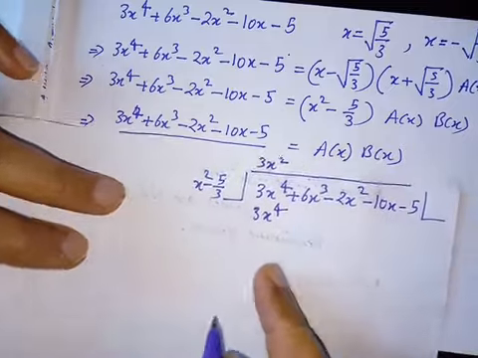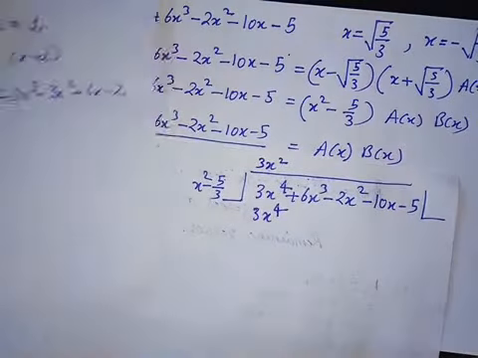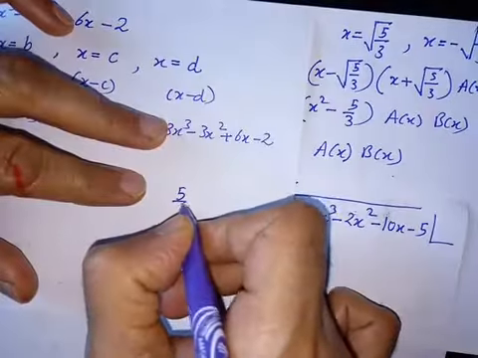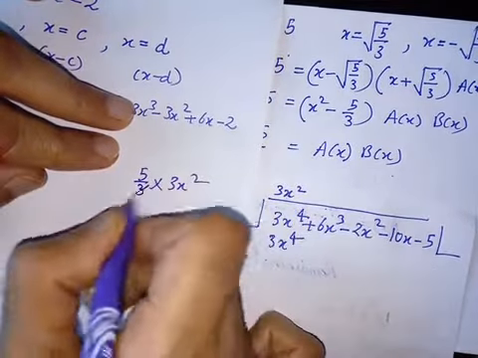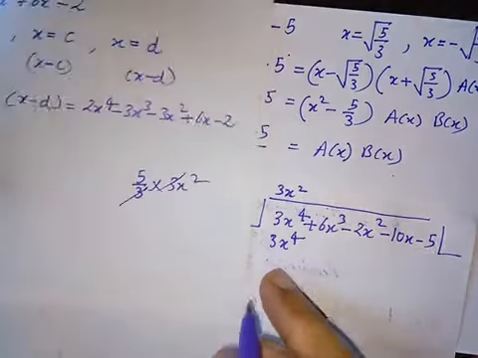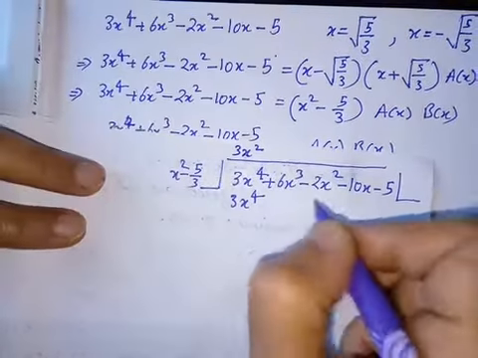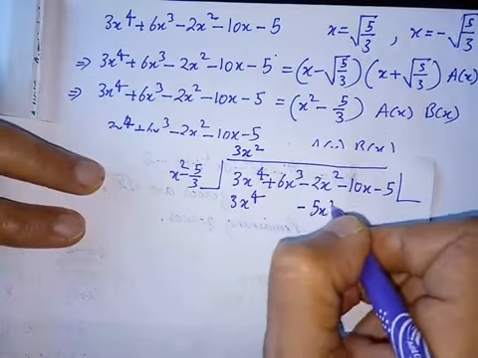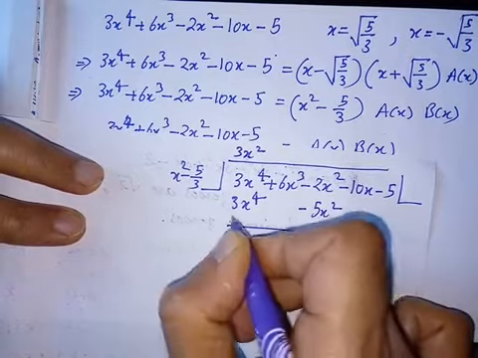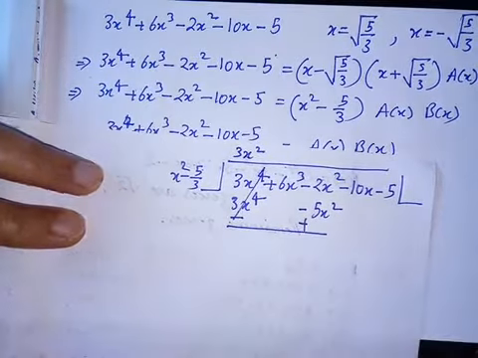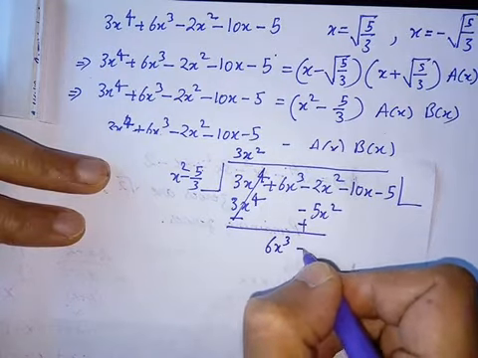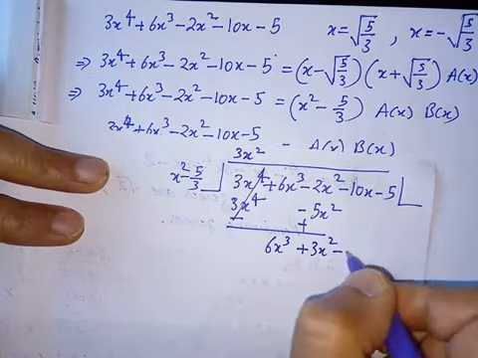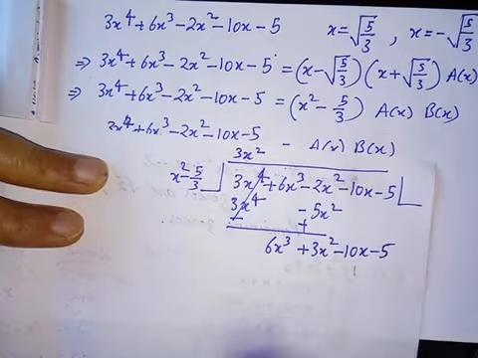Now what we are doing, we are multiplying 5 by 3 by 3x square. So what do we get? 5x square. So minus 5x square. On solving this we get 6x cube plus 3x square minus 10x minus 5.